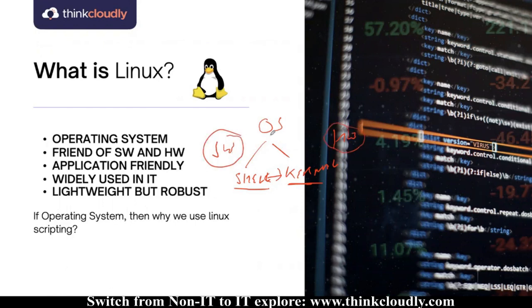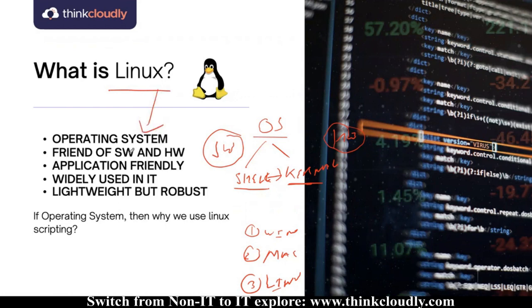Now, what are examples of operating systems? In day-to-day life, you are using Windows. That is your operating system. You're using Mac. A lot of people have a MacBook, so that is the Mac operating system. And the third one is Linux. Just like Windows and Mac, there is Linux. Linux is also an operating system which has shell and kernel and which helps software talk to hardware. So that is why Linux is actually an operating system.